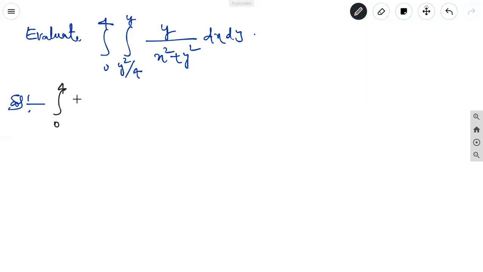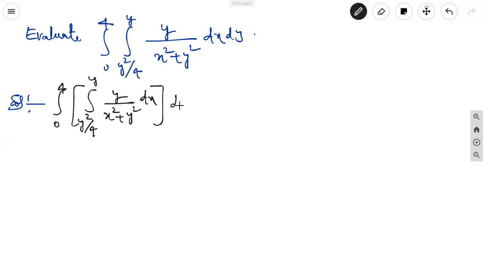Integral 0 to 4, integral y square by 4 to y of 1 by x square plus y square dx. Why? Because it's expressed in y variable, into dy. It is integral 0 to 4. Here, with respect to x, y is a constant. We can just write the same y here, then it is 1 by x square plus y square into dx.